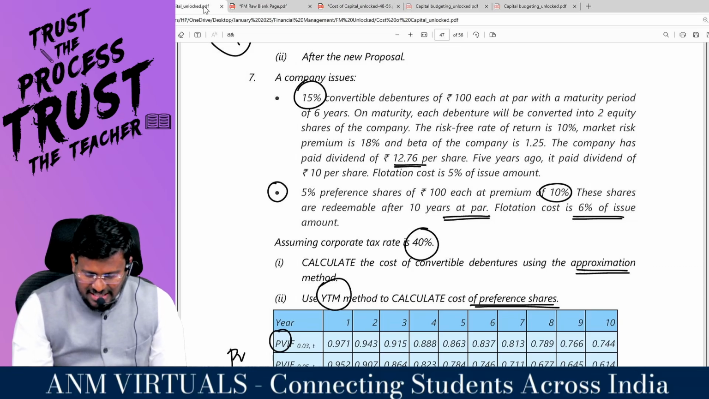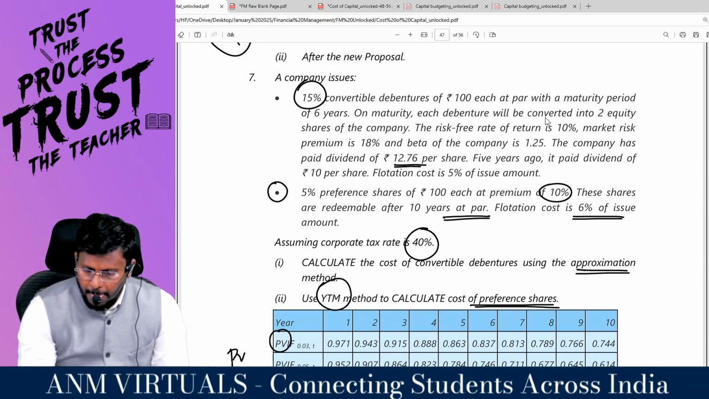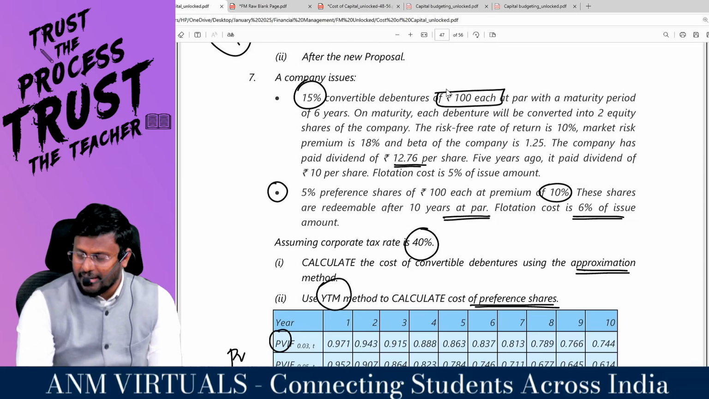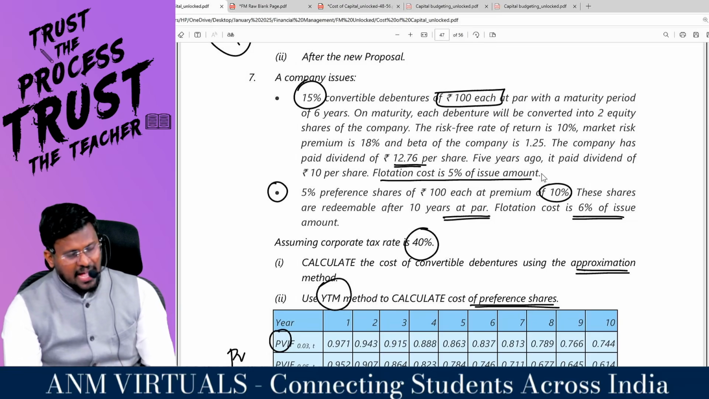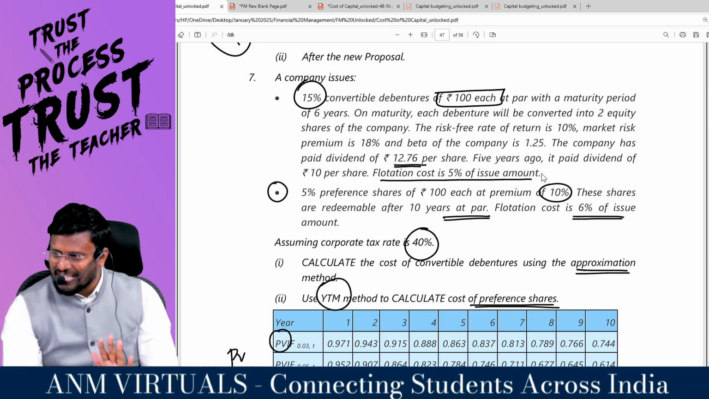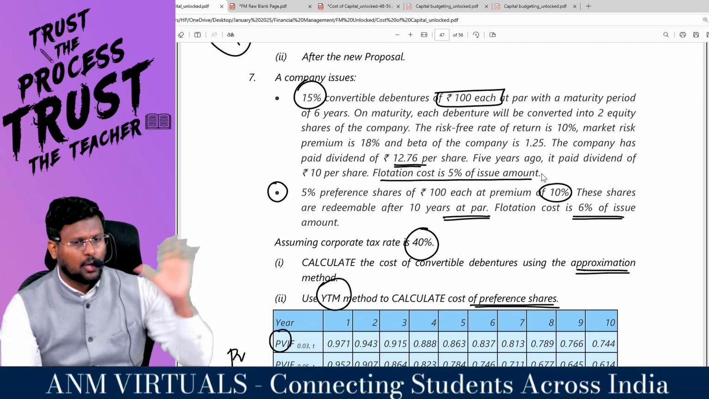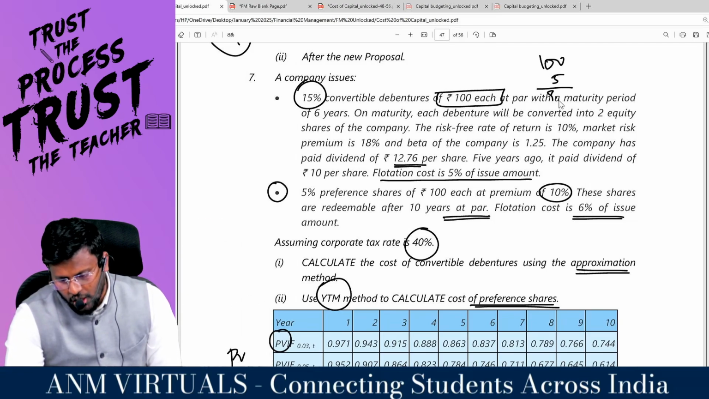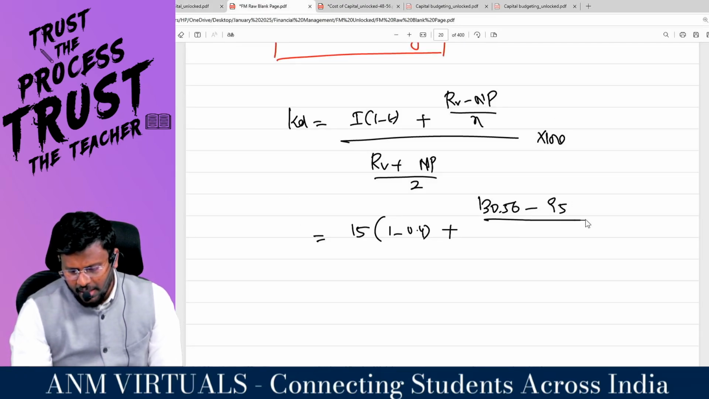Sir, what is the net proceeds today? What is the value? 100 each. 15% convertible debenture of 100 each at par, right, sir? Is there any flotation cost? Yes, sir. Are they issuing at par or premium or discount? So if they get 100, 5 rupees will go as flotation cost, balance 95 will be there. Yes, sir. So the net proceeds will be 95.